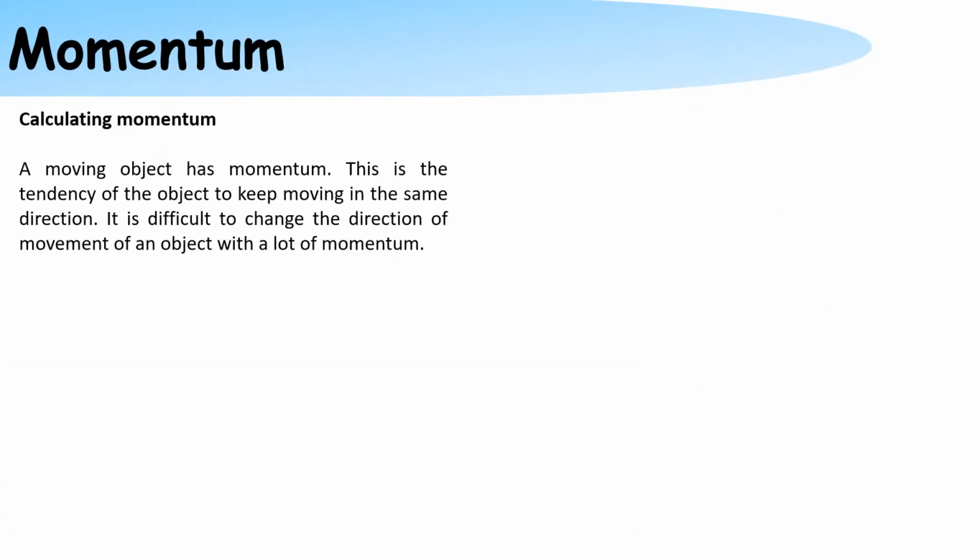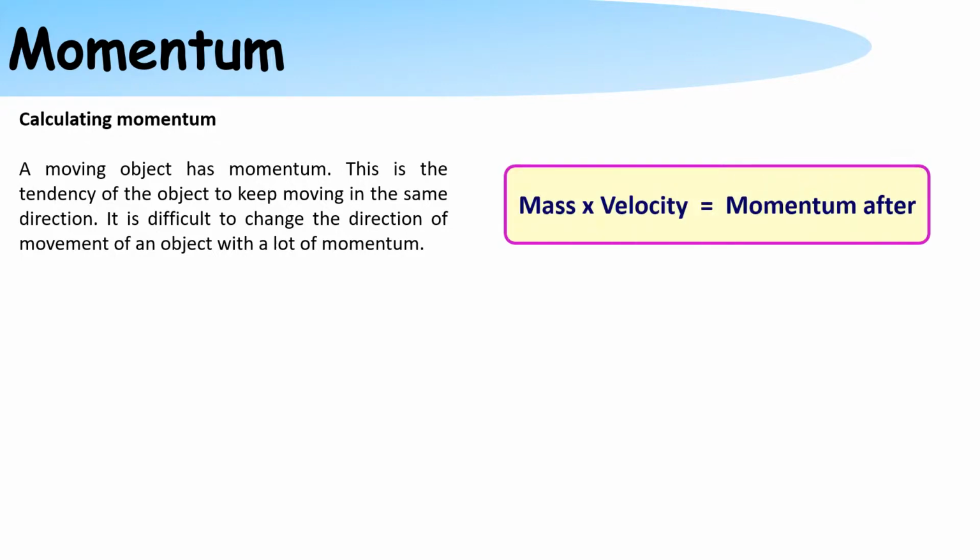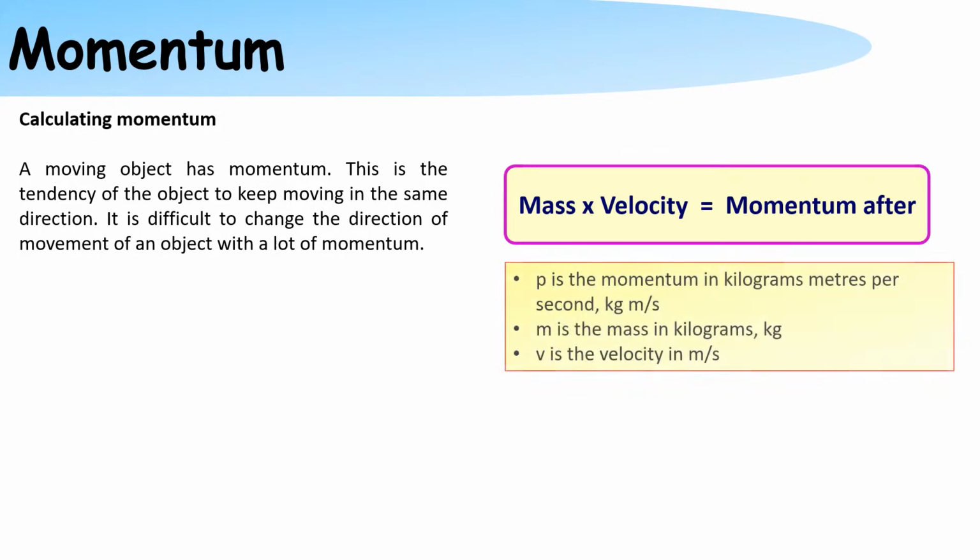A moving object has momentum. This is the tendency of an object to keep moving in the same direction. It is difficult to change the direction of movement of an object with a lot of momentum. The equation to work out momentum is mass times velocity. Momentum is often represented by the letter P. The unit of momentum is kilogram metres per second. Mass is given in kilograms and velocity is given in metres per second.